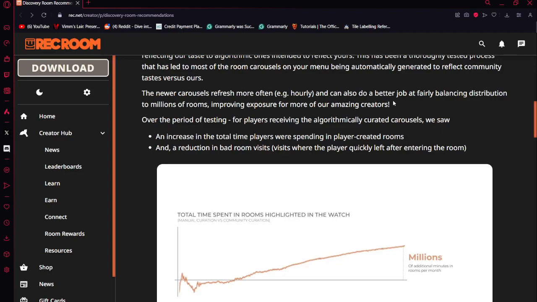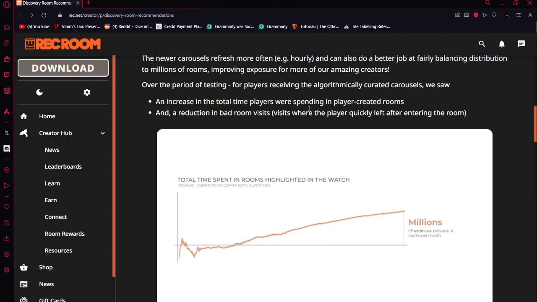I always say I've seen the same 5 to 6, maybe 10 creators making the same rooms, but okay, an increase in total time players are spending in player created rooms, of course, because if you make a PvP or military, I bet there's more likely people to spend time in the room because I don't know what they find interesting about them rooms. Reduction in bad room visits, where a player quickly leaves after entering the room.